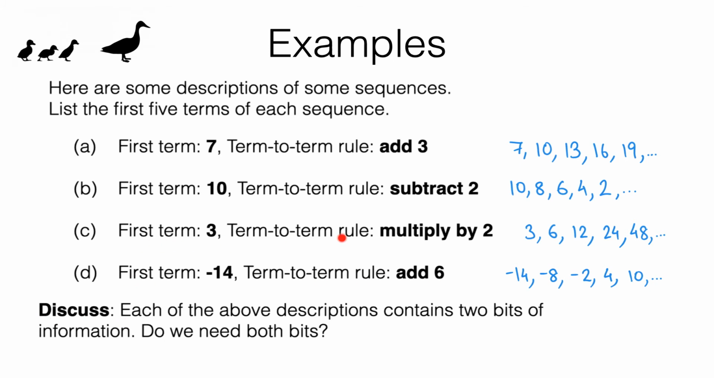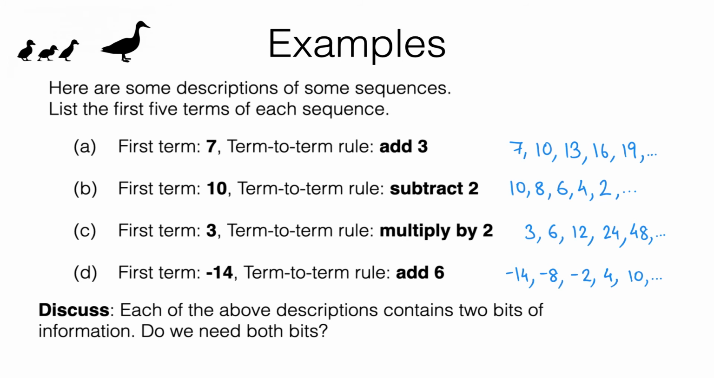Each of these descriptions contained 2 bits of information. We were told something about a particular term. In all of these cases, we were told the first term, but we also had a second bit of information. We had the term-to-term rule in each sequence. Do we need those 2 bits of information? Or could we have worked out these sequences from just 1 bit of information? Well, the answer is we need 2 bits of information. Just one of those bits of information on its own would not have been enough.